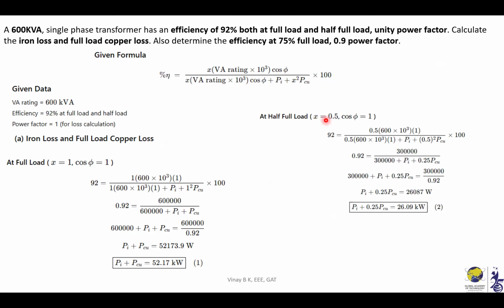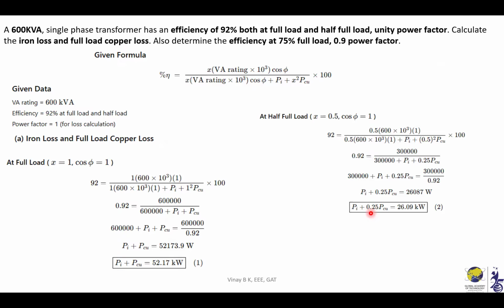So for half load, X is 0.5, power factor is 1, they are only given. The same simplification you are doing. Here 92% equals 0.5 is for half load, 600 into 10 to the power 3 into 1 divided by output power plus, we don't know iron loss as it is, plus X square, that is 0.5 square into PCU. So again you are doing the simplification and interchanging this denominator and LHS side, we'll get one more equation, that is PI plus 0.25 PCU equals 26,087 watt, or else you can write in terms of kilowatt, that is PI plus 0.25 PCU equals 26.09 kilowatt.